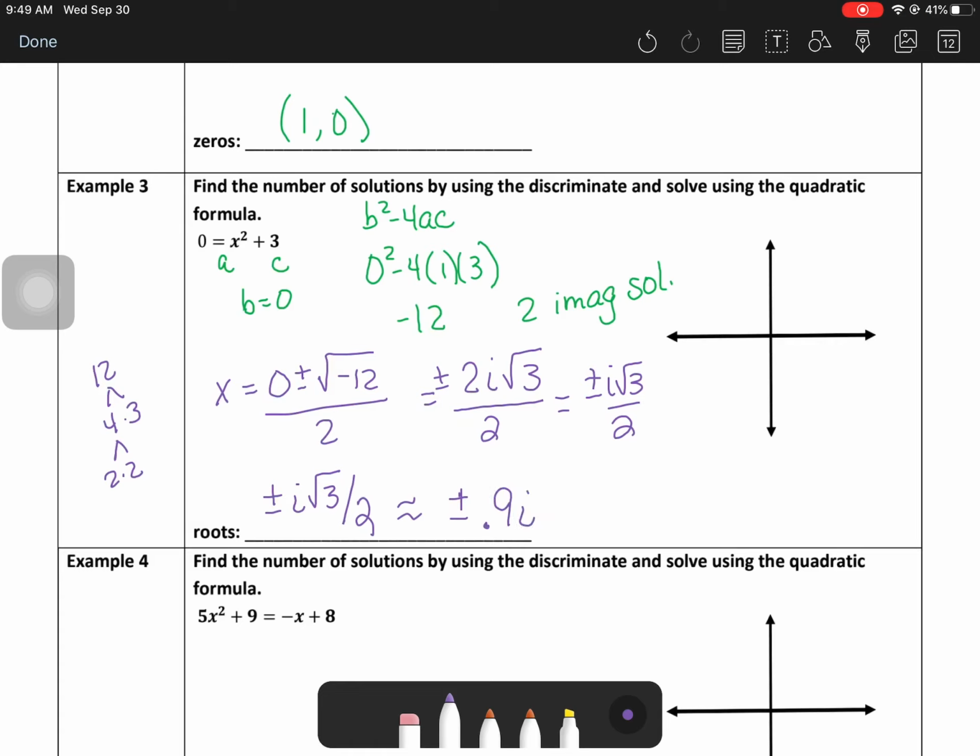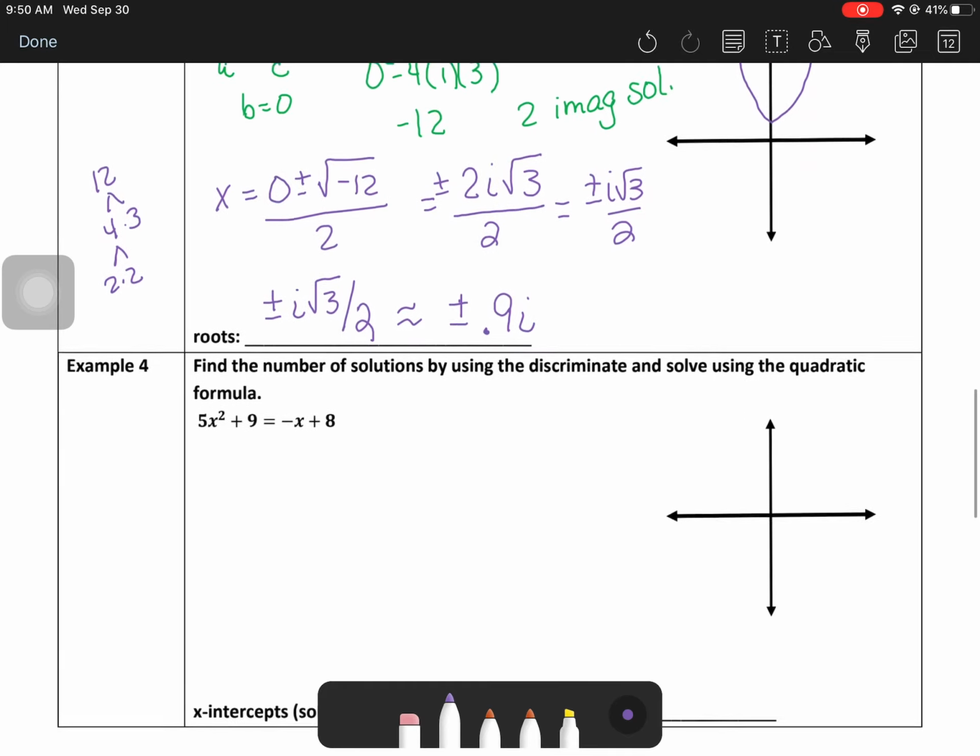Now, this is opening up, and when it's opening up, it cannot cross the x-axis because the solutions are imaginary, and since we have no b value, we're just going to open like this, and that'll be our sketch. Opens up, does not cross the x-axis.